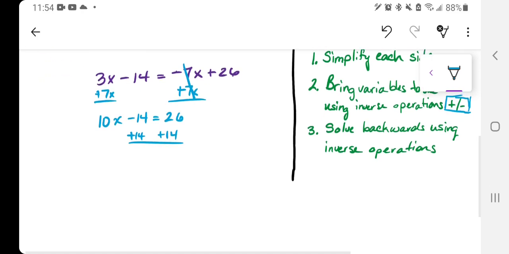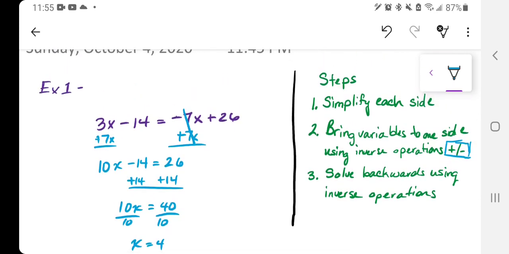Then we'll end up with 10x equals 40. And then we'll divide by 10 on both sides. And we'll end up with x equals 4. Okay? And that's really it. Those steps will work every single time.